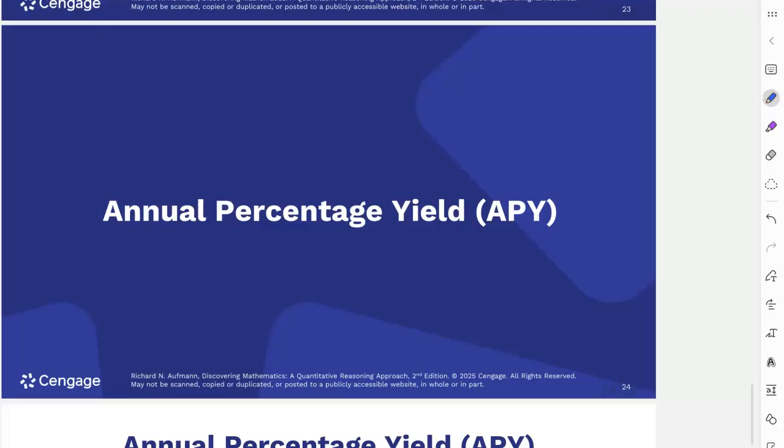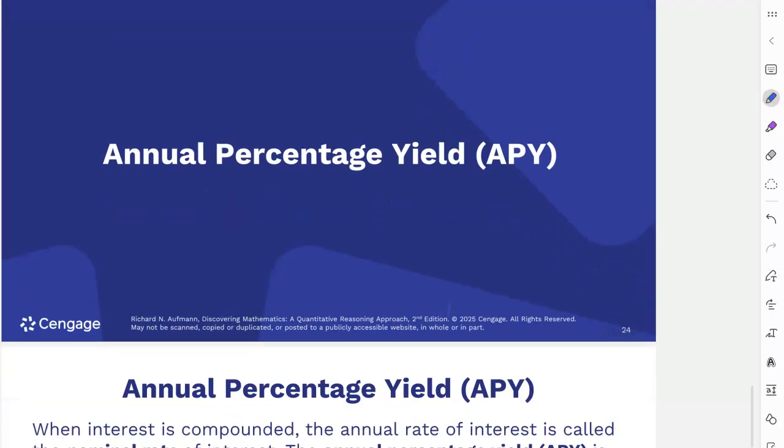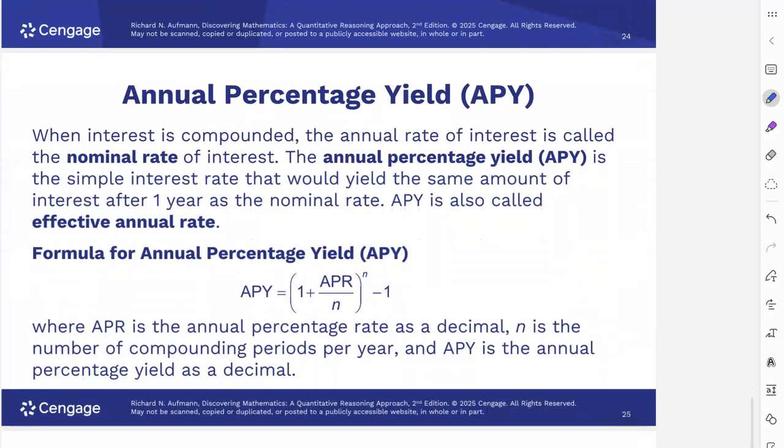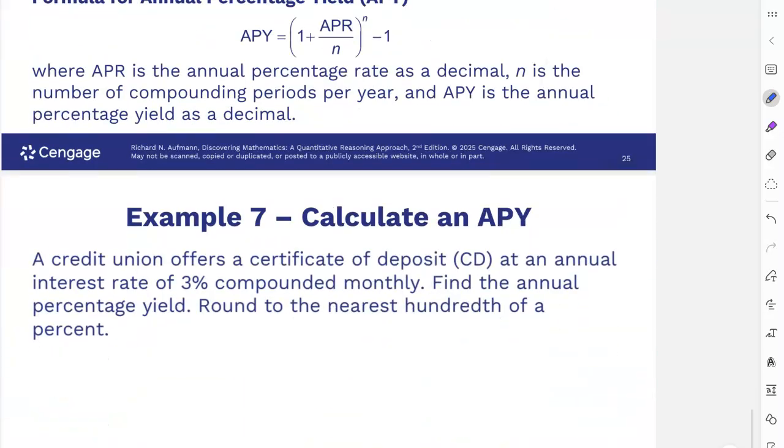The next thing in this section is the annual percentage yield, or APY. When the interest is compounded, the annual interest rate is called a nominal rate of interest. The annual percentage yield is a simple interest rate that would yield the same amount of interest after 1 year as the nominal rate. So it's also called the effective annual rate. And you hear that a lot, especially with credit cards. So to figure that out, you basically pretend like you're compounding $1 for 1 year. And then you subtract that dollar. And then you turn that into a percentage. So that's kind of the idea behind that formula.